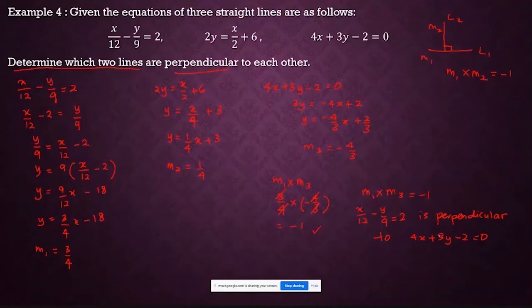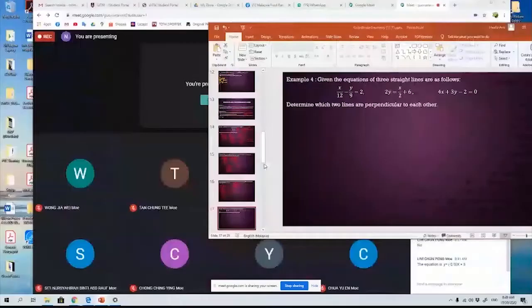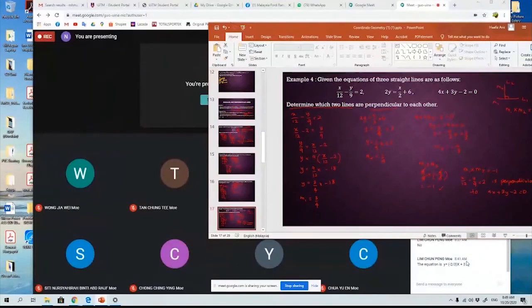Determine which two lines are perpendicular. So the first line and the third line. Okay, what are the equations of the lines? Because we have no labels here, you mention the equation of the line. So this will be your answer. You must write the conclusion. Okay, clear?